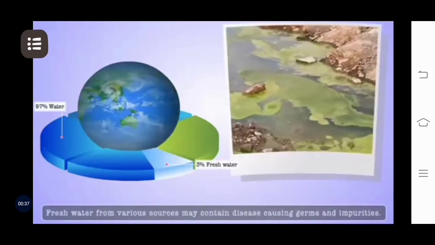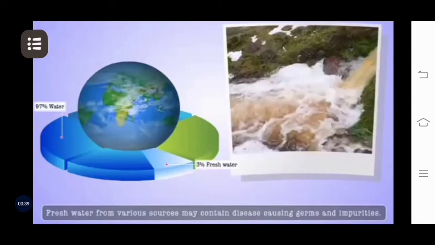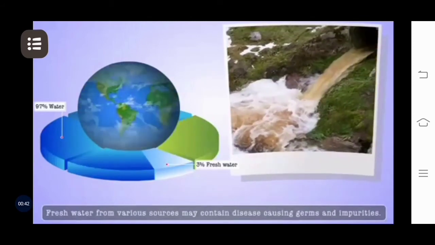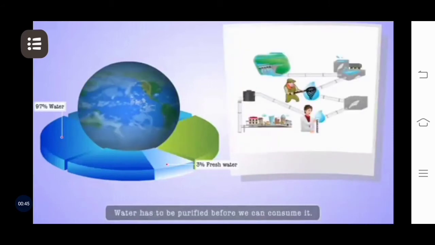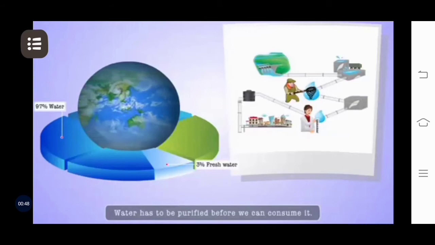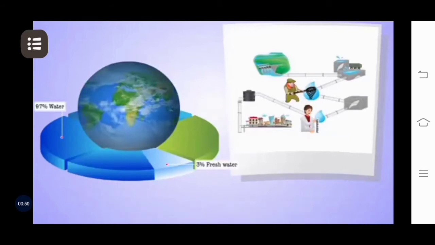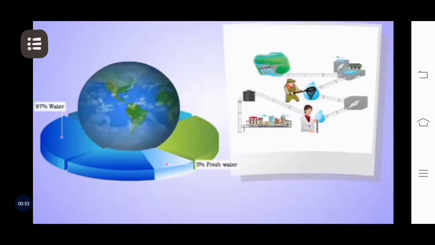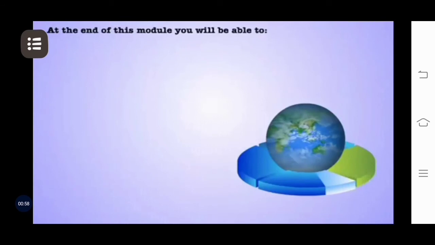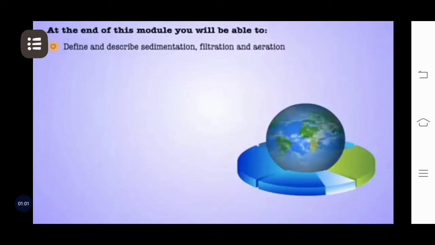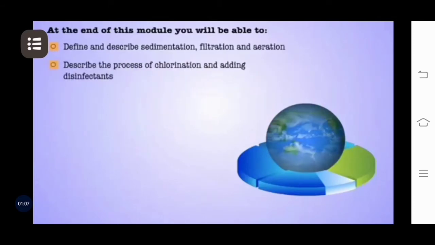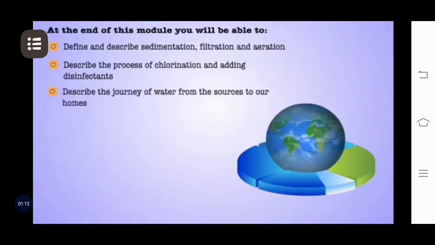Freshwater from various sources may contain disease-causing germs and impurities. Large-scale water purification is done before it reaches our homes. So, let's see the journey of water before it reaches our home. At the end of this module, you will be able to define and describe sedimentation, filtration, and aeration, describe the process of chlorination and adding disinfectants, and describe the journey of water from the sources to our homes.